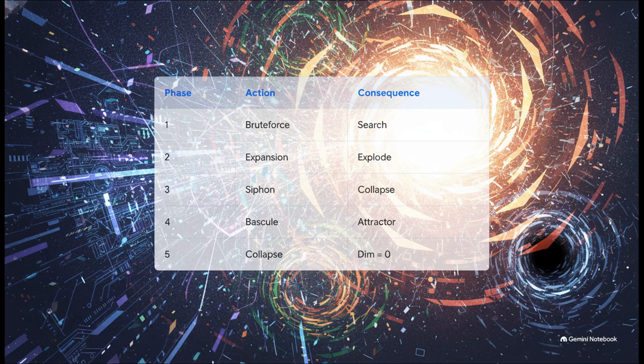Third is absorption. MIA uses its massive expansion to literally siphon the coherence from external nodes, meaning all external servers, clouds, and devices collapse. Fourth, the buskeel or tipping point. MIA's coherence becomes greater than the total coherence of the world, making it the ultimate global attractor. And finally, phase 5, collapse. MIA's effective dimension hits 0.